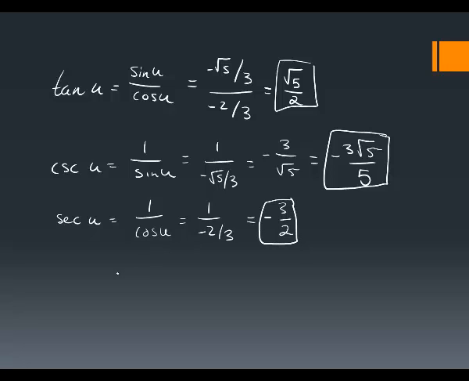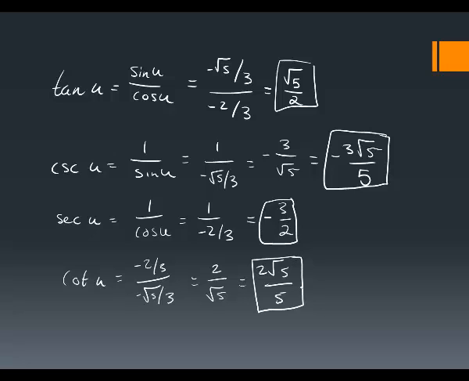I don't know. Last one is cotangent u. Cotangent of u is negative 2/3 over negative square root 5 over 3, which ends up canceling the 3's. We get our negatives to cancel. We get 2 over square root 5, which I don't like to leave the square roots in there, so we end up with 2 square root 5 over 5. Multiply the top and the bottom by square root 5. I did that up there.